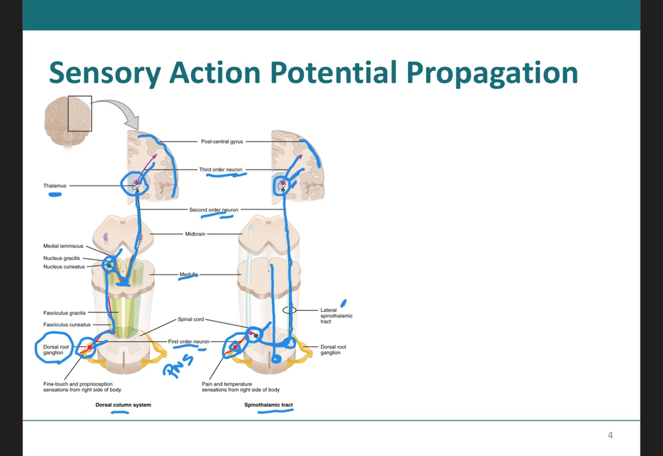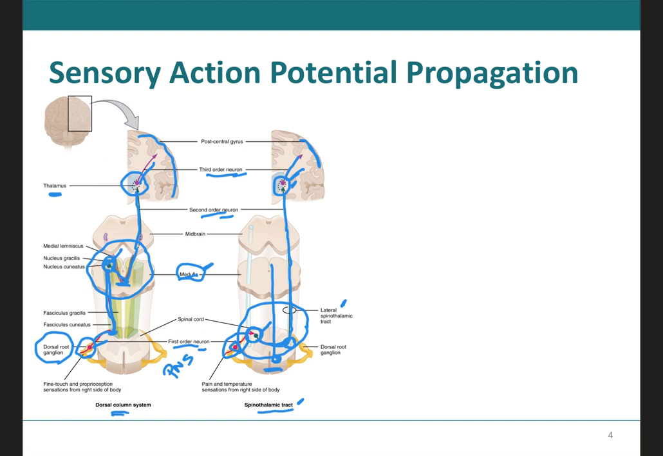And the last thing that I need you to know is where do they decussate? Where do they cross over to the other side? So the dorsal column, like I said, the first order neuron does not cross over as soon as it enters. It continues up all the way to the medulla oblongata, where it will synapse with the second order neuron and then cross over at the level of the medulla. And on the spinothalamic tract, the decussation occurs at the level of the spinal cord. So the second order neuron is located right when the first order neuron enters, so it doesn't have to travel up to the medulla oblongata.